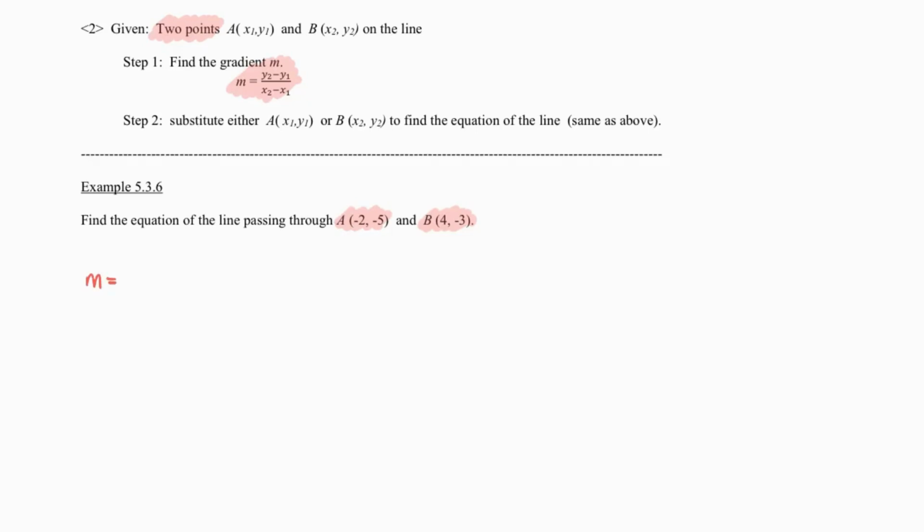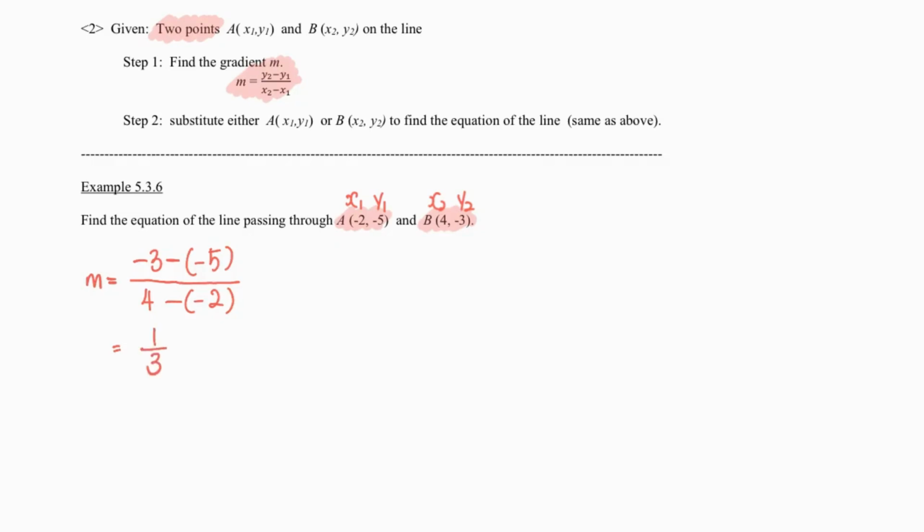So gradient will be y2 minus y1 over x2 minus x1, so this will be x1 y1, x2 y2, so it will be -3 minus -5, need to put a bracket every time we minus a negative number, over 4 minus -2. Let me take out a calculator. This one will give me 1/3.